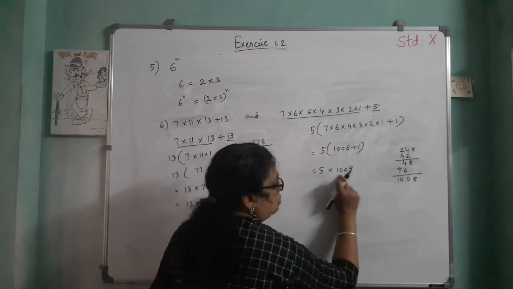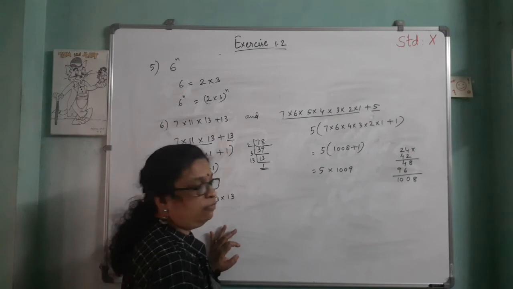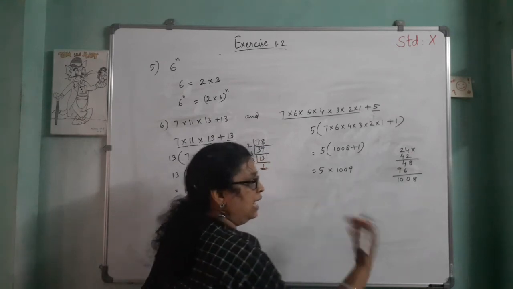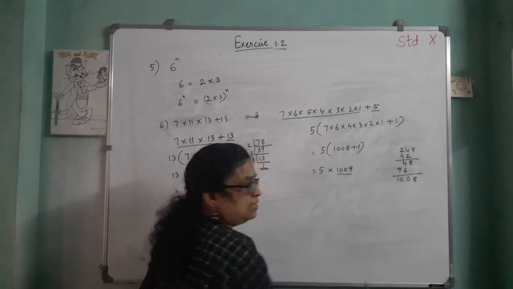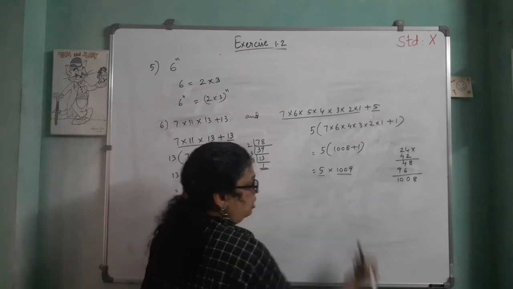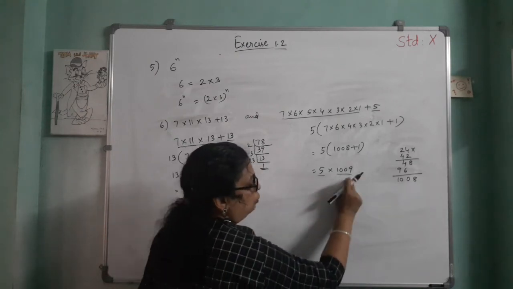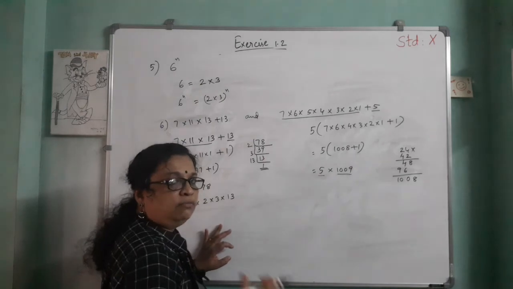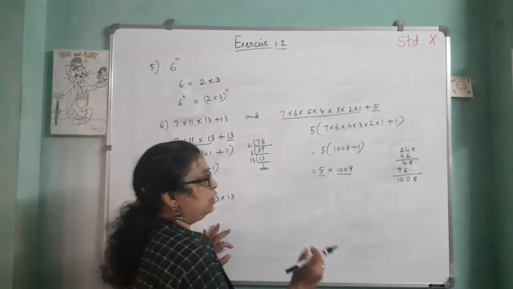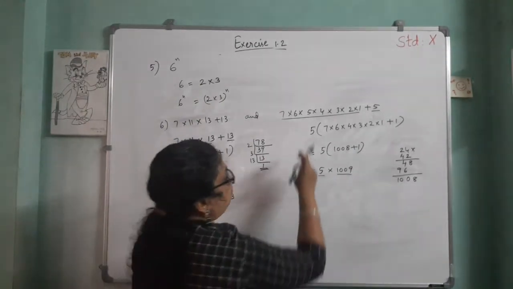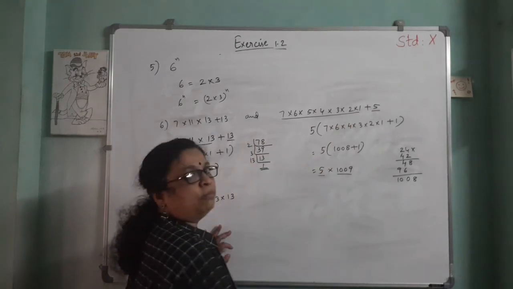We know that 1009 has no other factors other than 1009 and 1. That is, 1009 is a prime number. This 5 is also a prime number. So it is a product of two primes. A number which can be expressed as the product of primes is a composite number. So this is also a composite number.